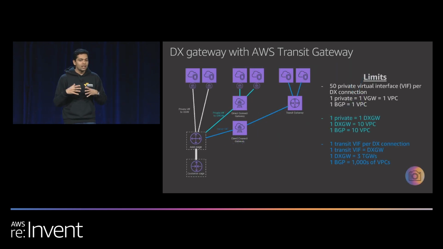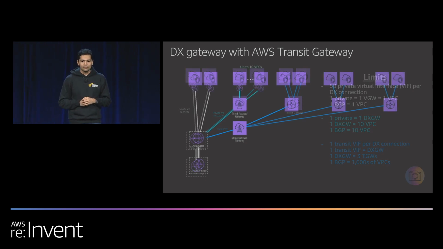So quickly from a limit perspective, and this is more around how many BGP sessions you would need to reach a VPC. In the first model, for reaching a VPC, you need 1 BGP session, so 1-to-1 ratio. In the second model, you create 1 BGP session to Direct Connect gateway, and you get access to 10 VPCs. And in the third model, 1 BGP session to Direct Connect gateway, and since Transit Gateway is a scalable product which can fan out to thousands of VPCs, you potentially have an option to just configure 1 BGP session and get access to thousands of VPCs across 3 regions.